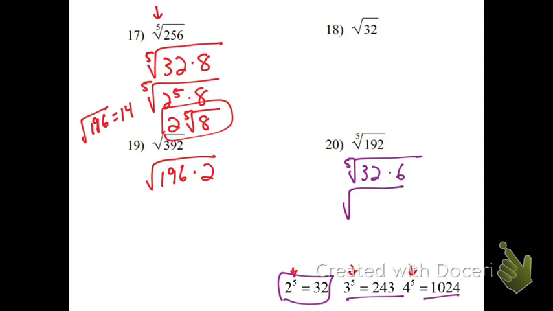So then this is the 5th root of 2 to the 5th times 6. The 5th root of 2 to the 5th is 2, so 2 pops out, and I'm left with the 5th root of 6 unsimplified. There we go. 6 more problems. Let's roll it out.